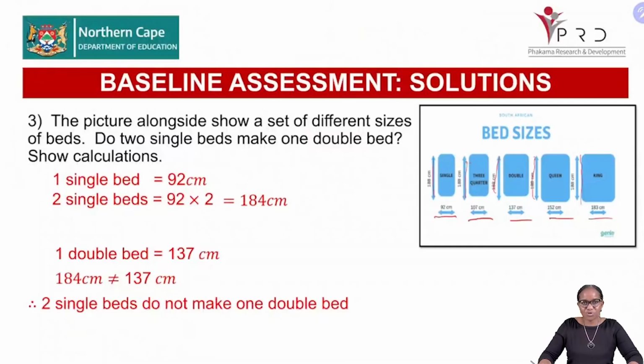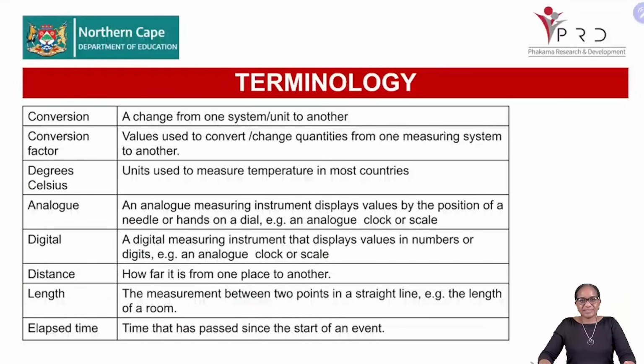I hope you got that correct, class. Let's move on to today's lesson. We'll start with the terminology. First, conversion. What is conversion? From the word convert, it is a change from one system or unit to another, just like we were doing, changing grams to kilograms, changing kilograms to grams, centimeters to meters. That's conversion.